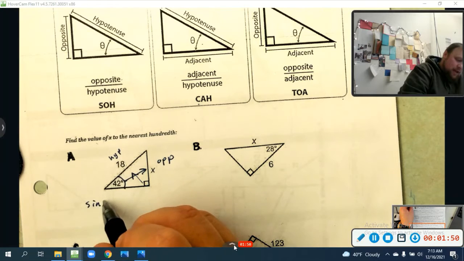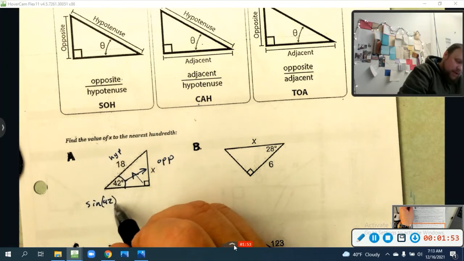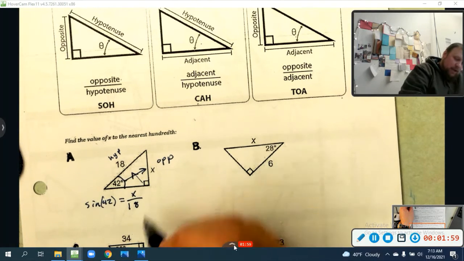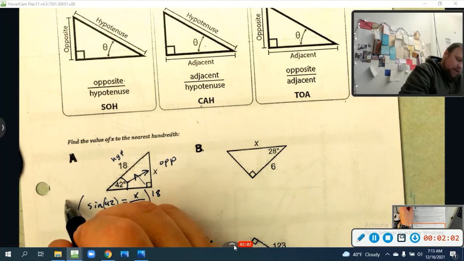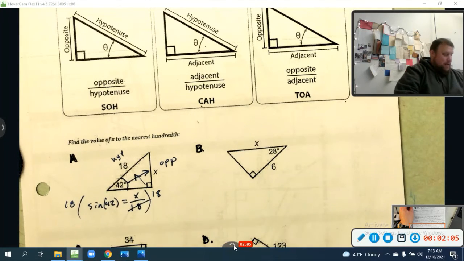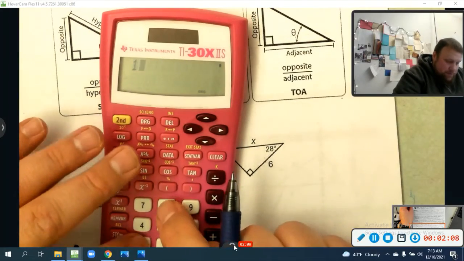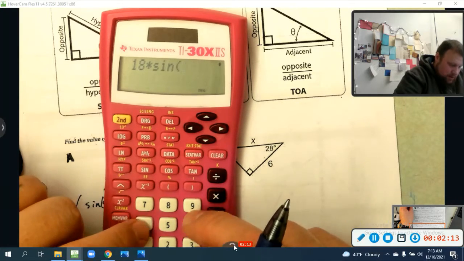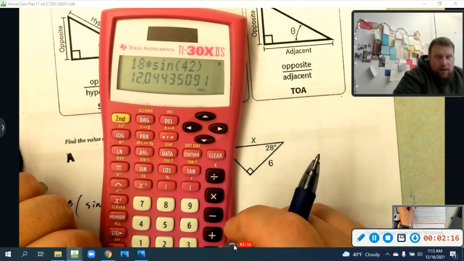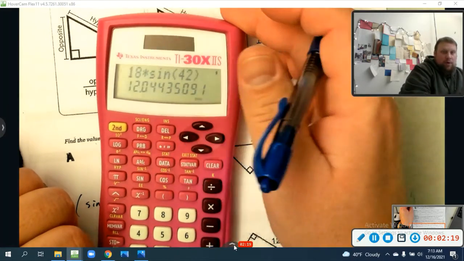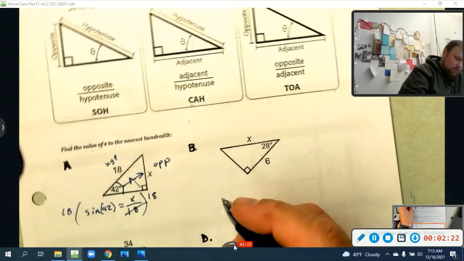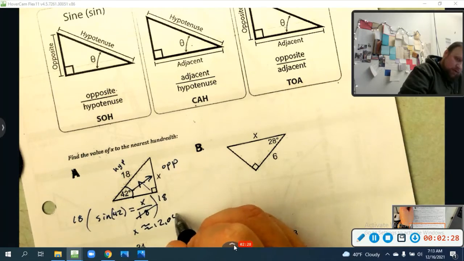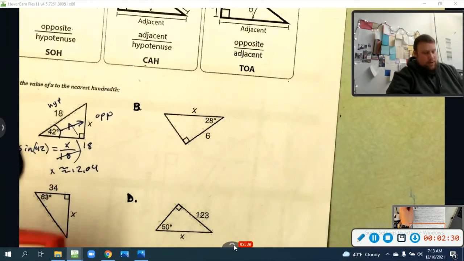So I know the sine of 42 degrees is equal to my opposite x over my hypotenuse 18, which means I just need to multiply both sides by 18, right? And let's see what I get. 18 times the sine of 42 is approximately 12.04. It says nearest hundredth, so x is approximately 12.04. You're going to use a lot of approximations because rarely will this be exact.